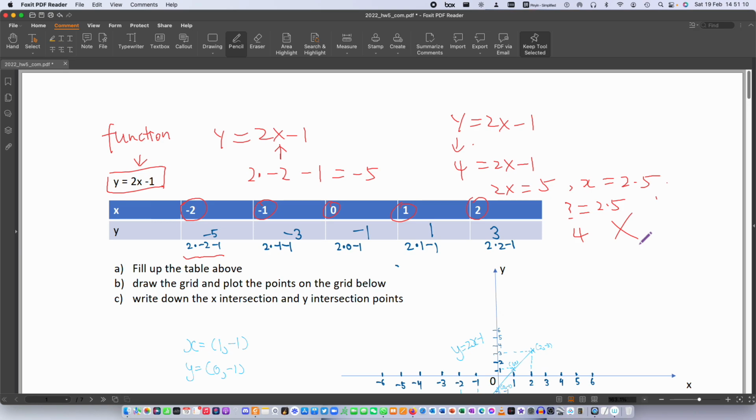By the way, to fill up this table is a giveaway. Why I say so? Because you just have to key in all the x values to get all the y values. So you should double check your answers before you proceed. So fill up the table, right? This one you should score, because this is a giveaway. You can double check it for all the values here.